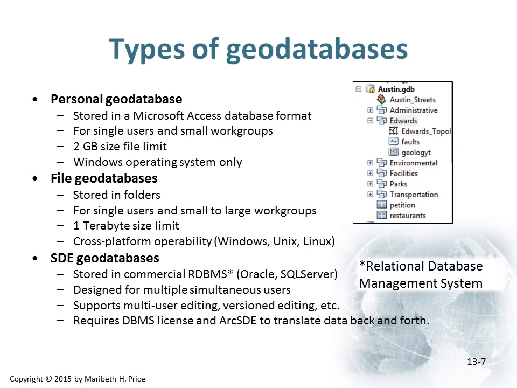Three types of geodatabases: personal, file, and an SDE. Personal geodatabases are based off of Microsoft Access, and so they're kind of required to have some of these kind of things. 2 gig size limit, and it's a Windows operating system only type setup. File geodatabases are stored in folders. They're really good for single users or small groups, even large groups. You can have a lot of data, up to a terabyte. Works on multiple platforms, so they're a pretty good setup.